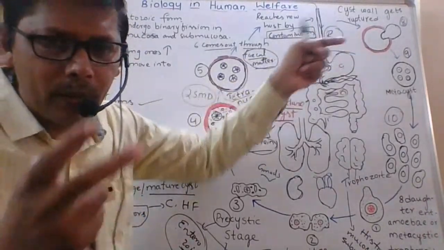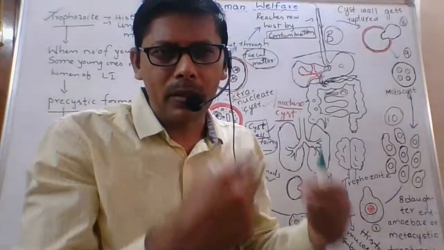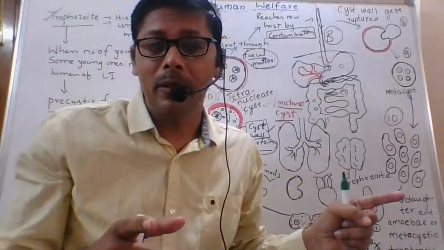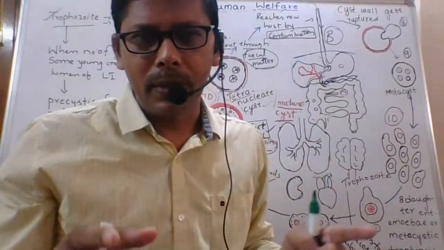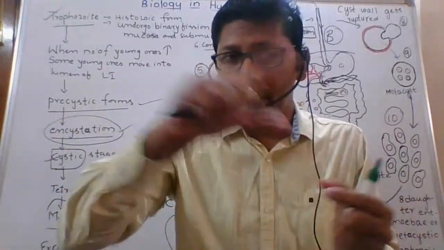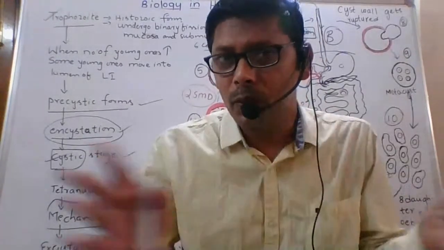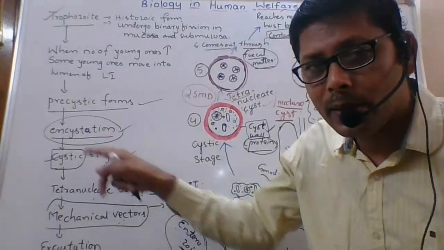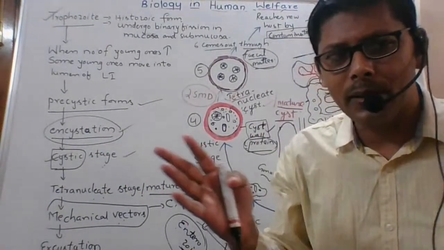Okay, through the food, contaminated food intake, it enters the new host. In this new host, in the small intestine, there is an enzyme called trypsin in the pancreatic juice. It digests the cyst wall. Here I told you, cyst wall formed here, encystation formation. Now the cyst wall is lost.